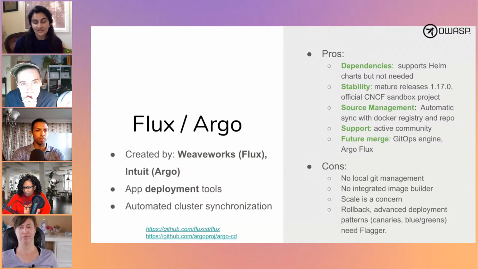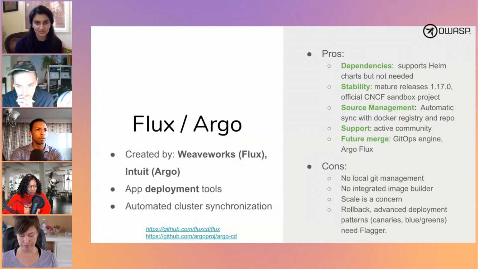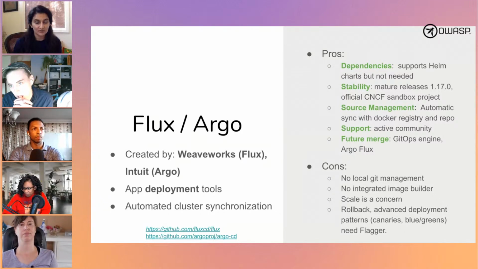Coming to the next layer, which is the deployment one as well, these are the most popular ones. These days, when you talk about GitOps, they're synonymous with these two tools specifically. Flux is by the people at Weaveworks, and Argo is by the people at Intuit. These are both deployment tools. These are the cluster synchronizers that you run within your cluster. They support Helm. You don't need Helm, though. They also support Kustomize, so both of those templating tools are supported. These are very mature releases. I think Argo has a really nice UI.